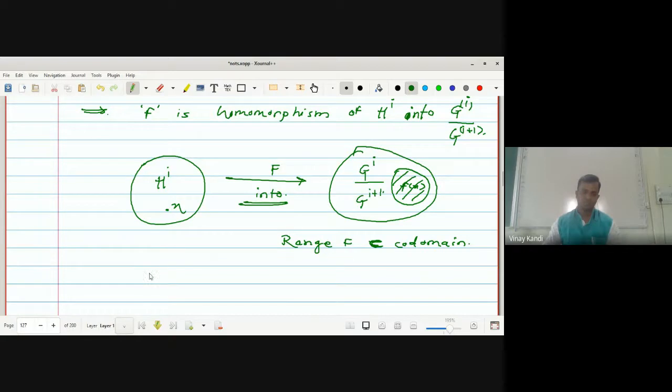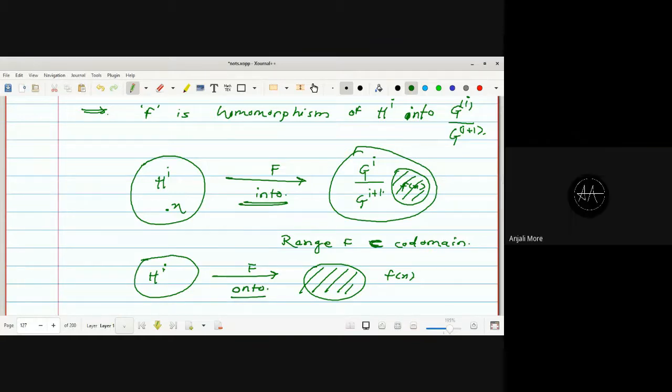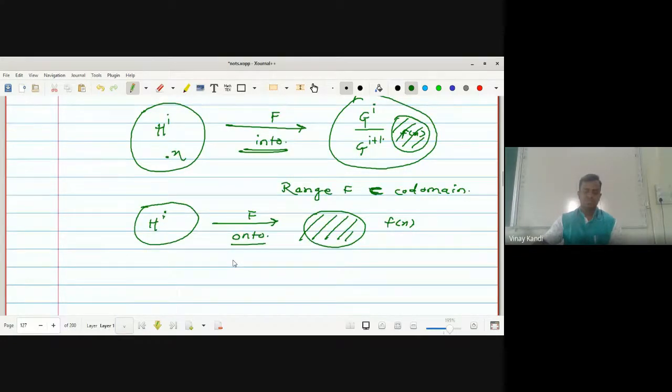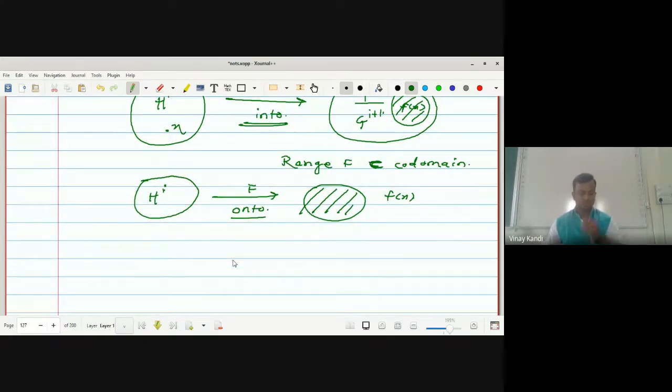Now suppose this one is H raised to I and this is the function, and now my codomain becomes this one only, the range set. I have taken only this much as f of x. Now this function becomes onto. Is it correct? Okay, now we can apply the fundamental theorem of homomorphism. What is the fundamental theorem of homomorphism? H raised to I upon kernel of f is isomorphic to the range set. So what is the range set?